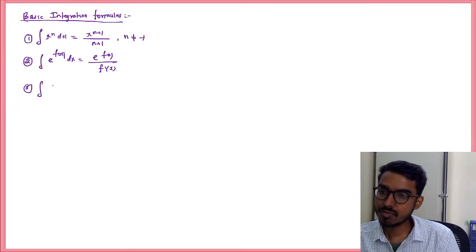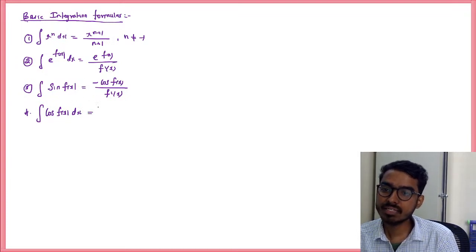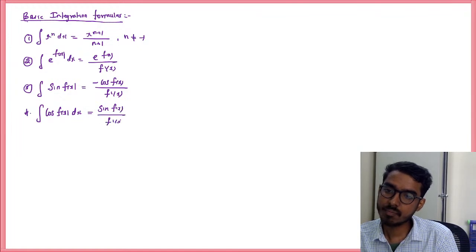Integration of sine f of x will be minus cos f of x divided by f dash of x. Integration of cos f of x dx, right? So if I forgot to write dx, you write dx, right? So it will be sine f of x divided by f dash of x.